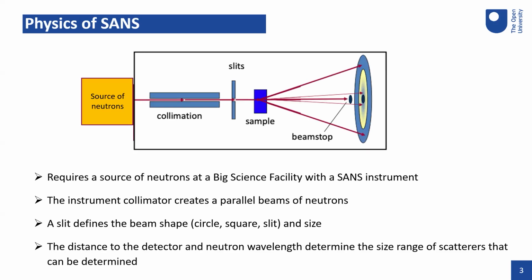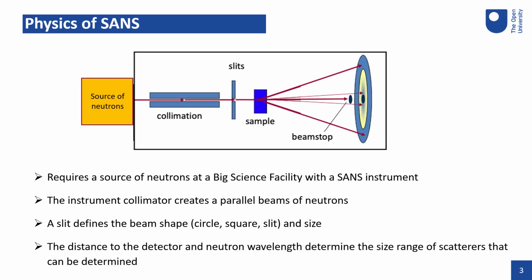So, the physics of small angle neutron scattering: obviously you need a source of neutron beam, and as I said, you need big science facilities. Examples of those are the one near Oxford and the other one in Grenoble, which are the ones we are focusing on today.